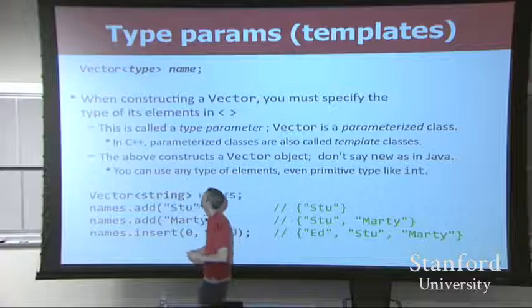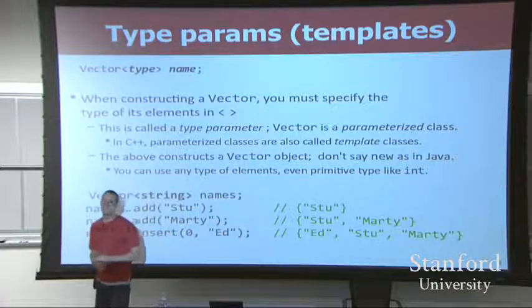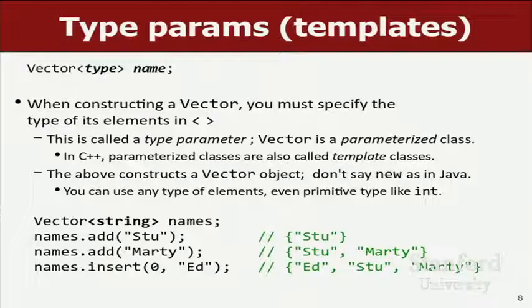When you construct a vector, you use the same sort of syntax that I showed you for a grid. You write vector and then the angle brackets, and you write the type of data that you're going to store in the vector. Vector is one-dimensional, though, not two-dimensional. It's called a type parameter. We say that vector is a parameterized class, or sometimes a generic class. In C++, the mechanism for generic classes is called templates, but we don't need to worry about that yet.